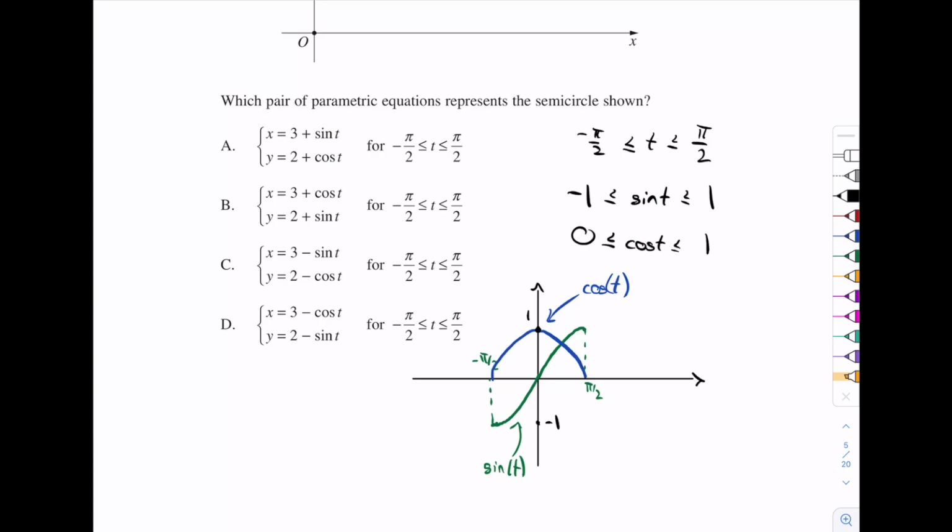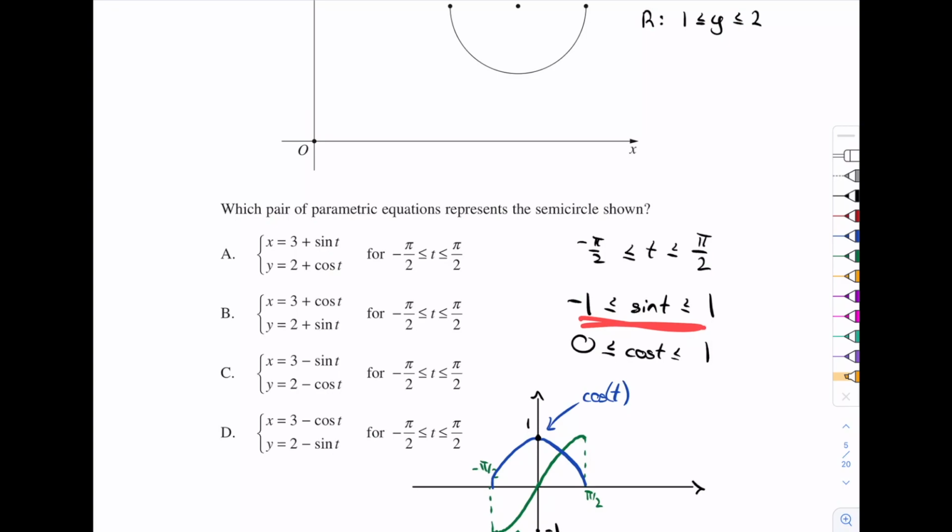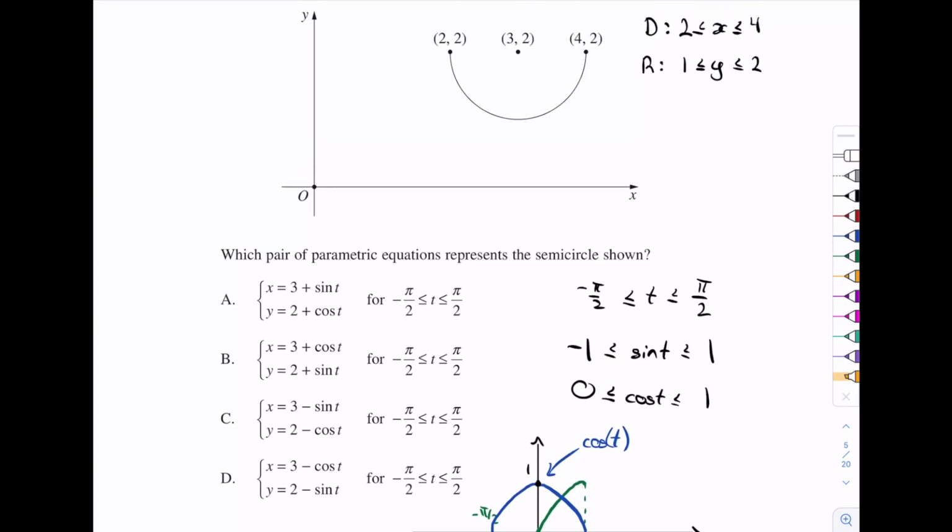But anyway, why is this important? Why was it important for me to determine the values that sine can take and the values that cos can take? Well, because for sine, I know that it ranges between -1 and 1. So if I add sine on, if I start with an x value of 3, I'm able to end up 1 unit to the right or 1 unit to the left.